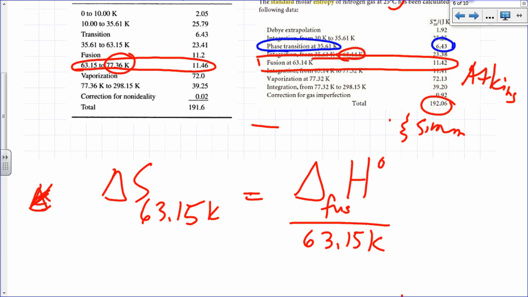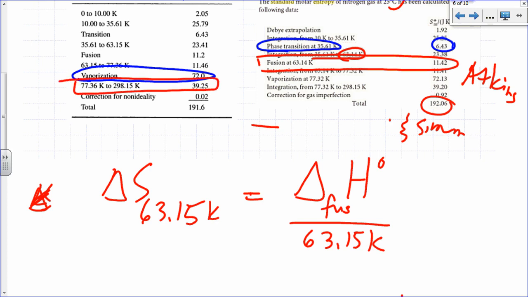So what's the temperature of liquid nitrogen? That's where your nitrogen gas liquefies, so that's at the boiling point, right? So 77 Kelvin is the temperature of liquid nitrogen. And then what's the next calculated number here? That's delta H of vaporization. And what's the next one after that? That's the delta S in heating your gas from 77 Kelvin to 298 Kelvin.